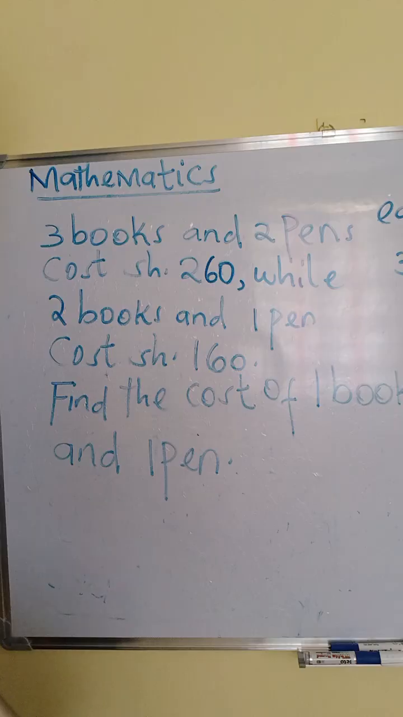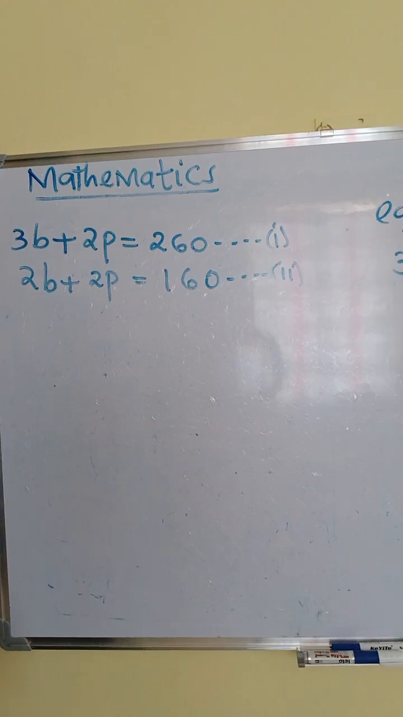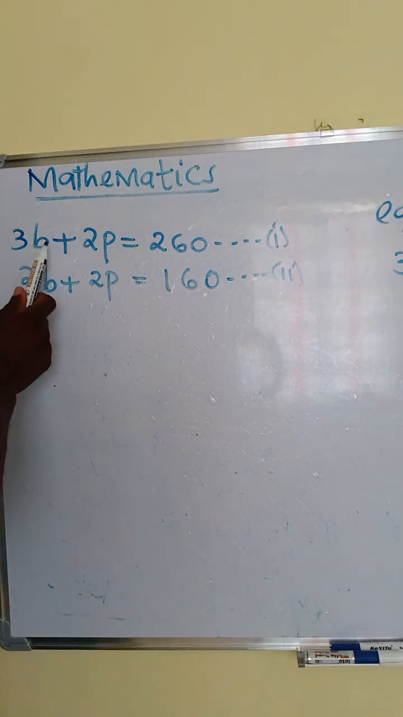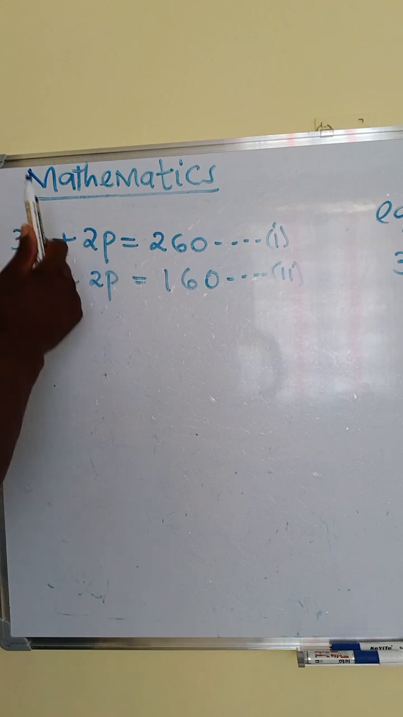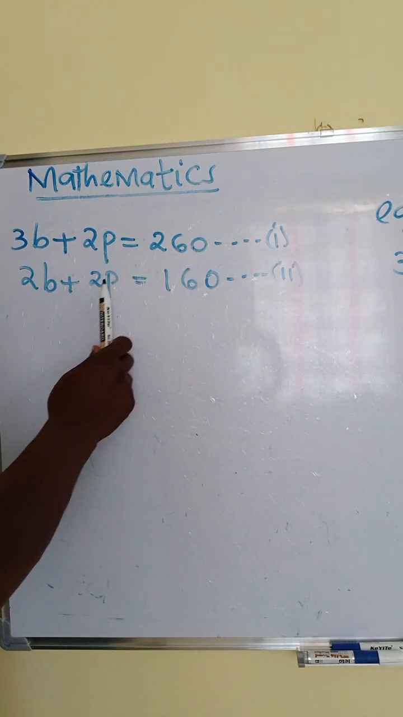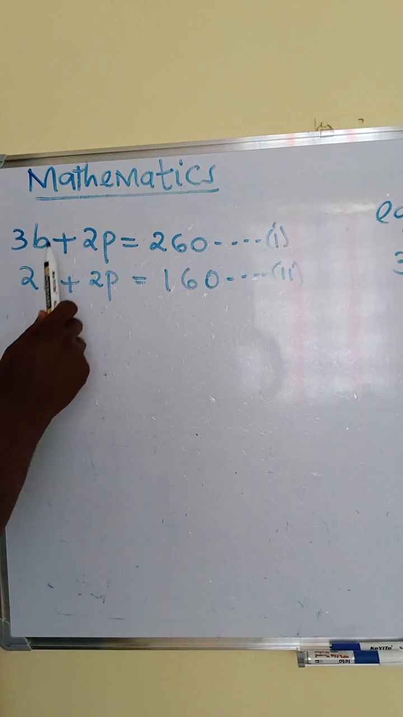Now, let's get to the calculation process. In your calculation process, one thing you should take note of is this. While creating your equation 1 and equation 2, make sure that the letter B for book in the first equation and B for the same book in the second equation are lying in the same column. Also, ensure that the letter P for the pen in equation 1 and P for the pen in equation 2 lie in the same column, so you don't mix them up.